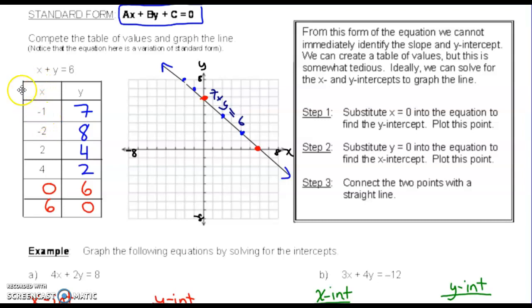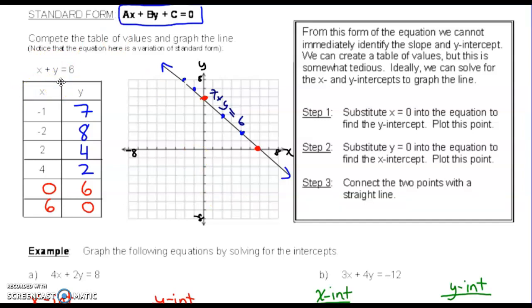So for example, when x is -1, I have -1 plus y equals 6. Move the -1 over to the other side, y equals 6 plus 1, y equals 7. So I repeat this process for my 3 other points. So I'm left with the 4 ordered pairs -1, 7, -2, 8, 2, 4, and 4, 2. I go ahead and I plot my 4 blue points, there they are, and I connect them with the straight line.